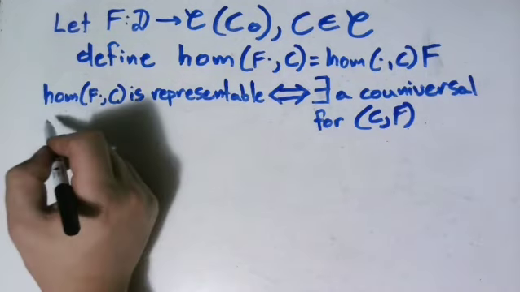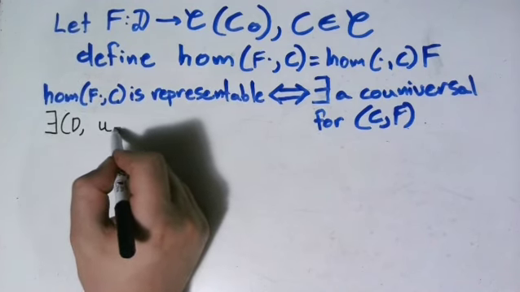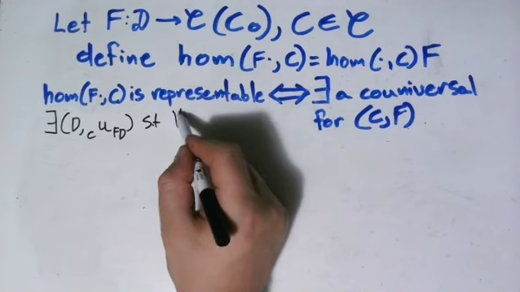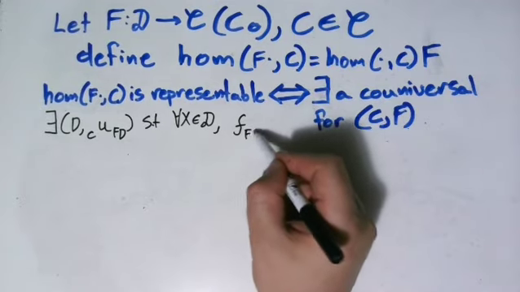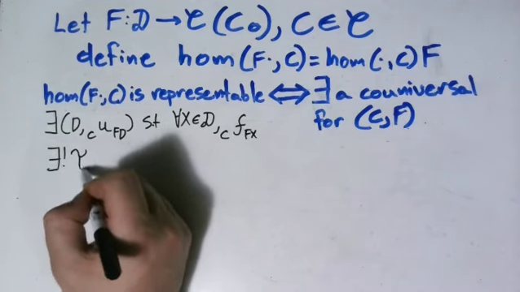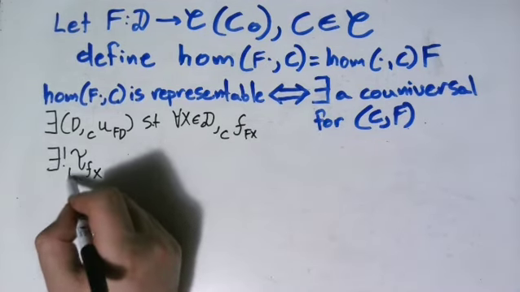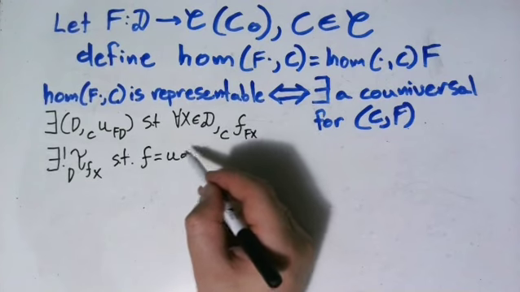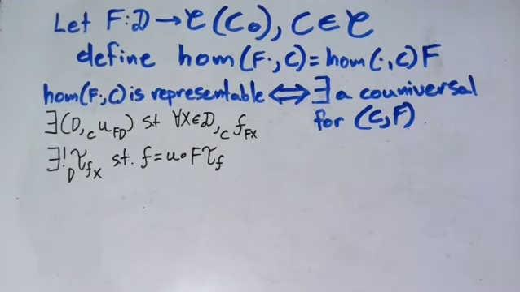So if there is a couniversal for C F, that means there exists some pair D, u, which is a morphism going from F of D into C, such that for all x in D and for all f going from F of x into C, we have a unique tau of f going from x into D, such that f equals u after F tau f. So this is just the definition of couniversality unpacked.